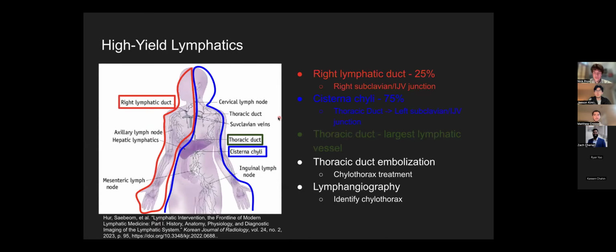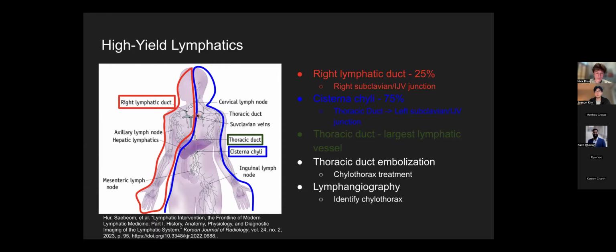I included lymphatics, just one slide. So this is some of the more high yield stuff. For the right side of the body, or just the right upper extremity, all of the lymph flows into the right lymphatic duct, which enters via the right subclavian internal jugular vein junction, so the right venous angle. And then the left side of the body as well as the lower region of the body drains into the cisterna chyli, which drains into the thoracic duct. The thoracic duct is the largest lymphatic vessel in the body.